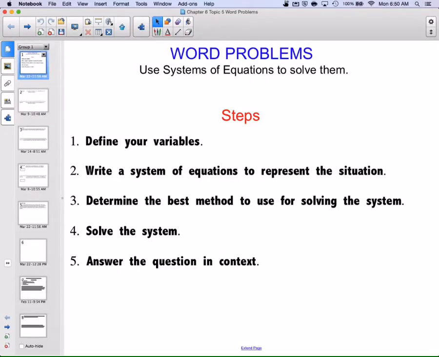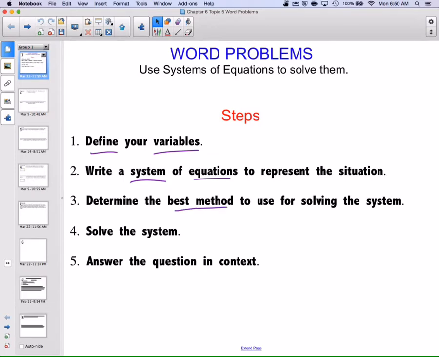Okay, in the last topic, topic 5, we're going to be dealing with taking these ways to solve systems of equations into word problems. So we've seen some of these steps before with different chapters. So the first thing we're going to want to do is define our variables. I want to make sure we know what we're dealing with. And then from that, we're going to try to write a system of equations to represent the situation.